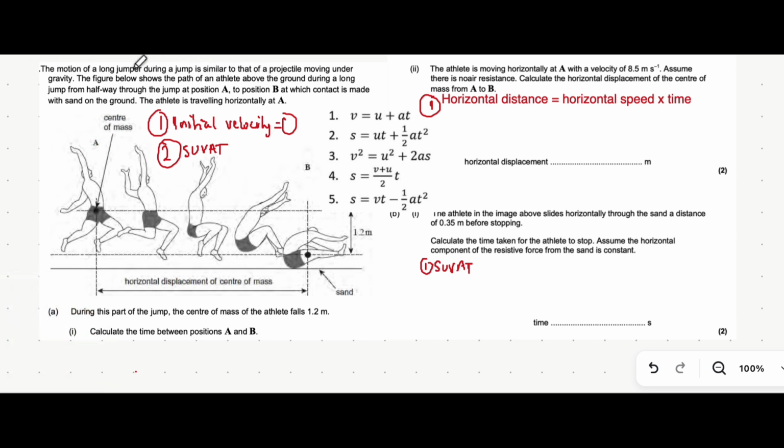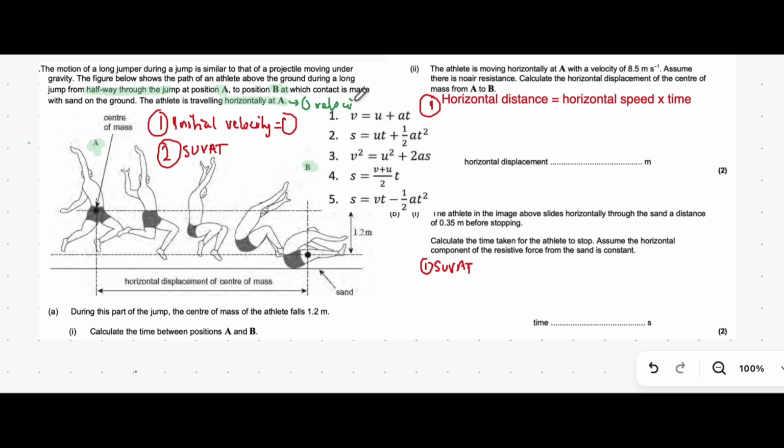So it's talking about a long jumper, and it says that halfway through the jump is where position A is. So this position A, where the motion starts for our whole question, is halfway through the jump, and position B is where contact is made with the ground. And it says that the athlete is traveling horizontally at A. So why is that important? Well, if the athlete is traveling only horizontally, then that means that vertically the athlete will have zero velocity.